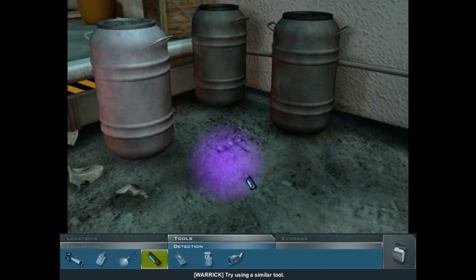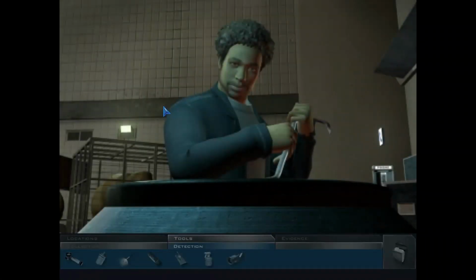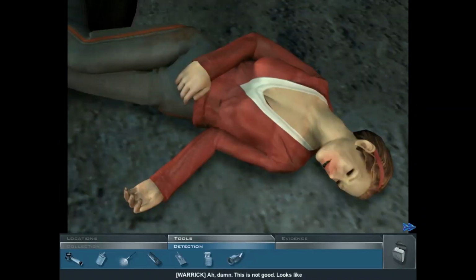Try using a similar tool. Heat signature. Looks like somebody's in there. Let's open it. Now! Oh, damn. This is not good. Looks like our caller just graduated from prankster to murderer.